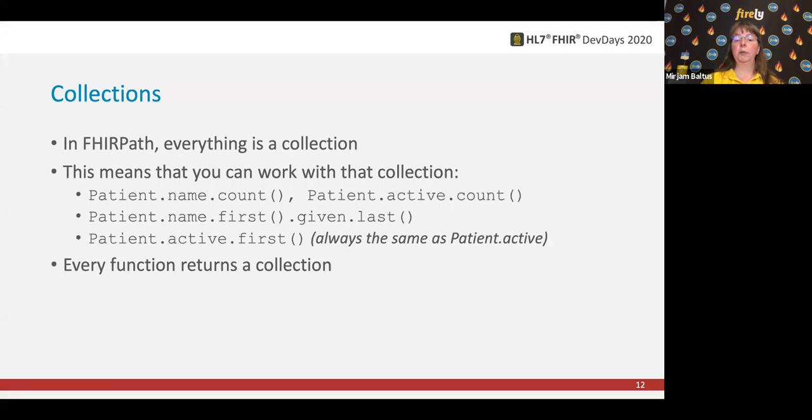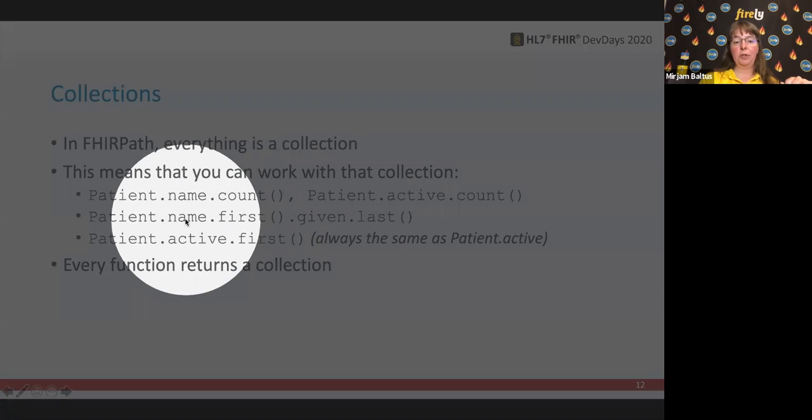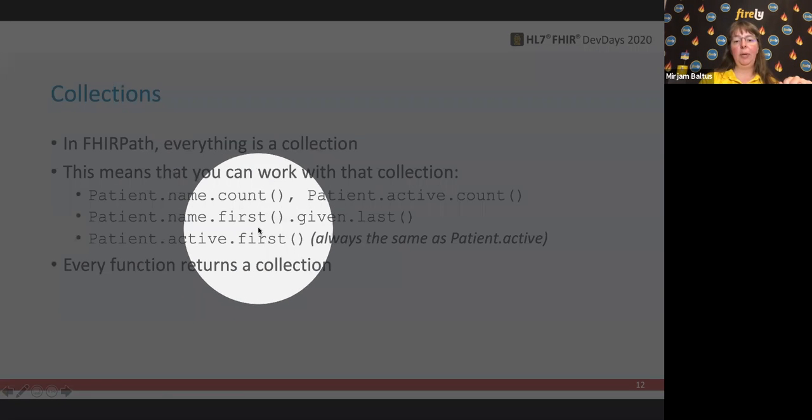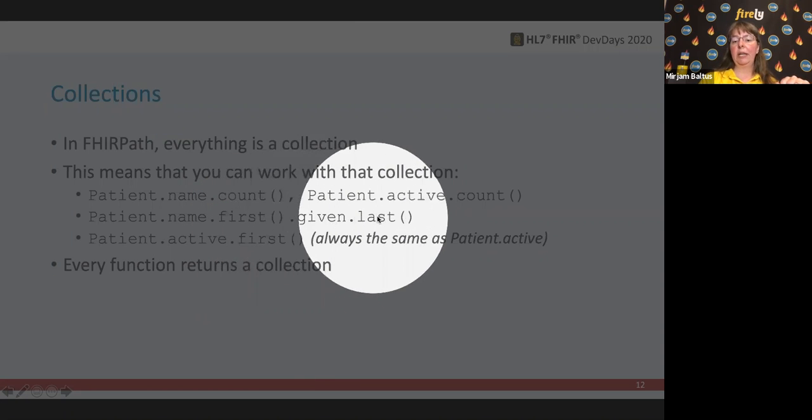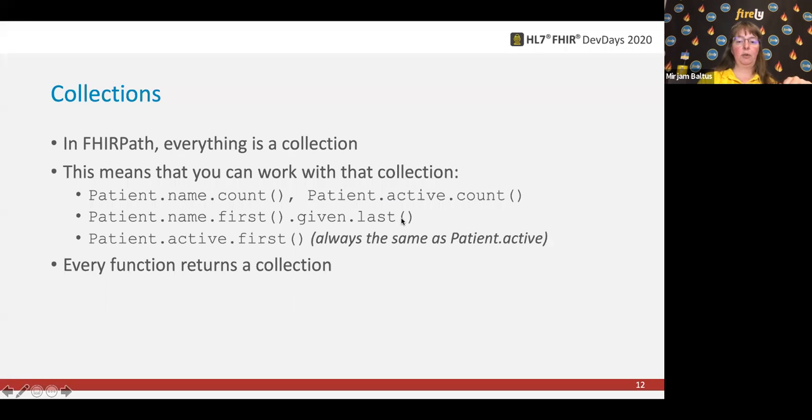So I can ask for the first thing in that collection and then walk from that path on. For example, if you know the human name, you know that there can be 0 to star human names on the patient. So I can select the first human name that is in the patient. And then we have a list of given names inside of there, and I can select the last one of that. So that is the complete expression that results from that.